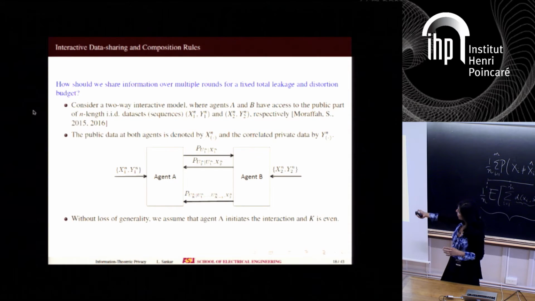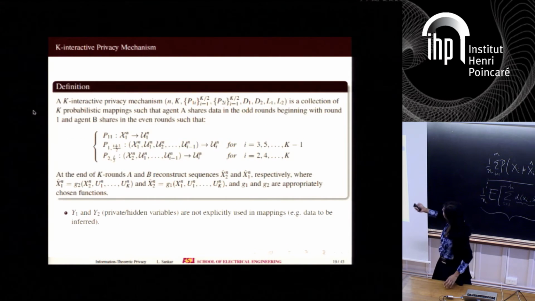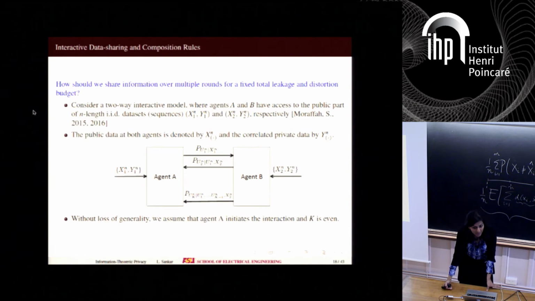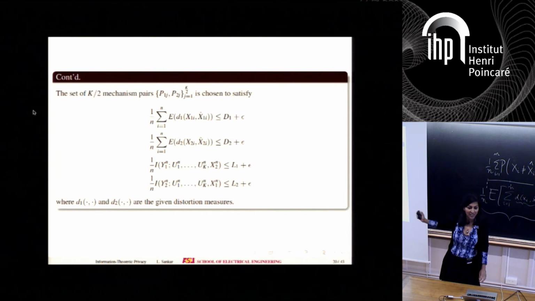Right? So this is how you get K mappings, with each agent communicating K over 2 times. And as I said, I think I've covered most of the things here. These mappings are chosen randomized, or no, the mappings are chosen to satisfy these constraints.